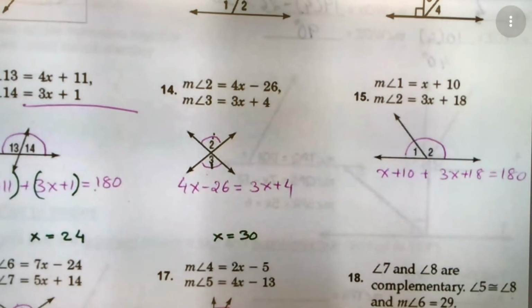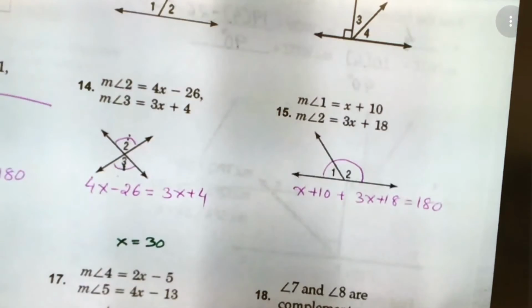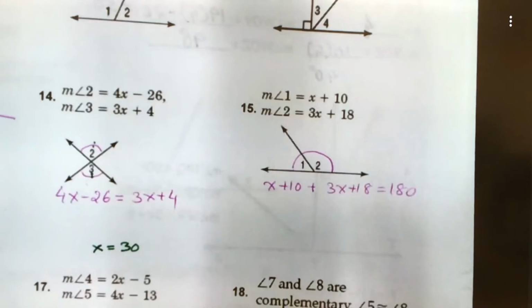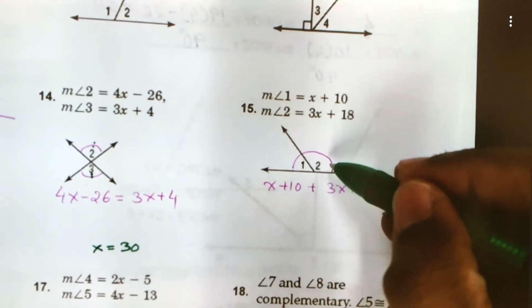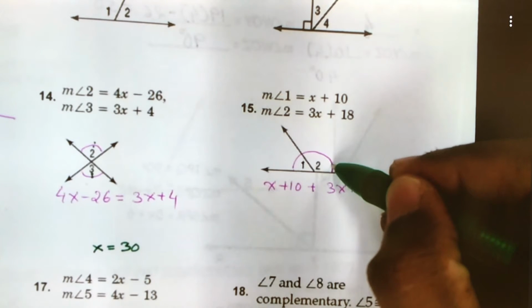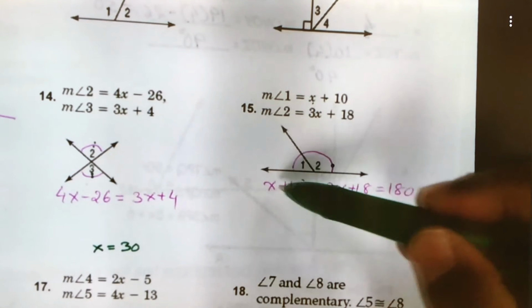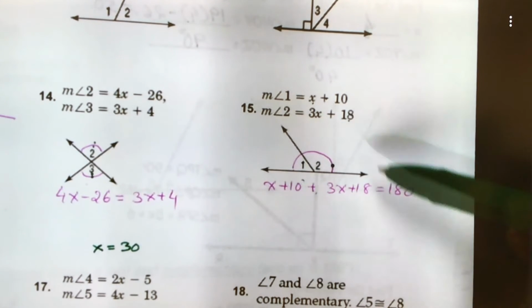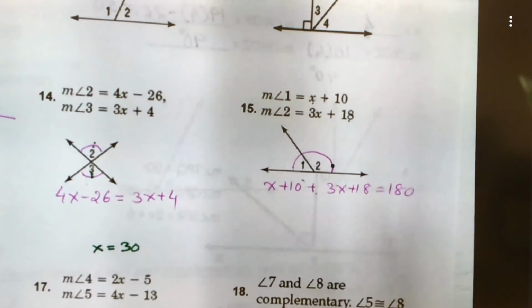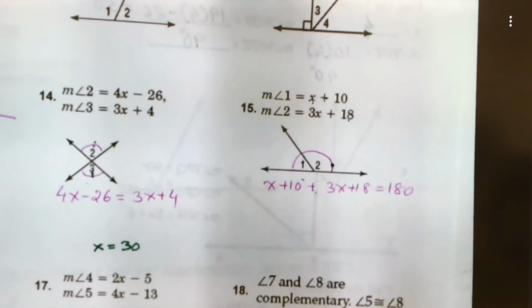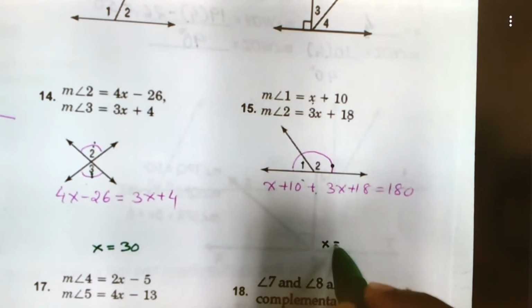The next question is similar to question number 13. So question number 15, angle 1 and angle 2 are linear pairs, so they add up to 180. So you can write x plus 10 plus the second angle is equal to 180. You solve for x, so you get x is equal to 38.